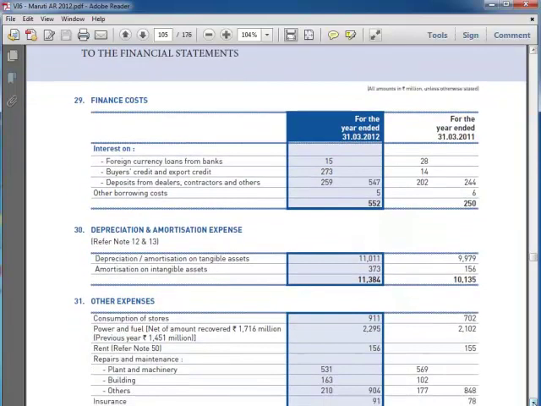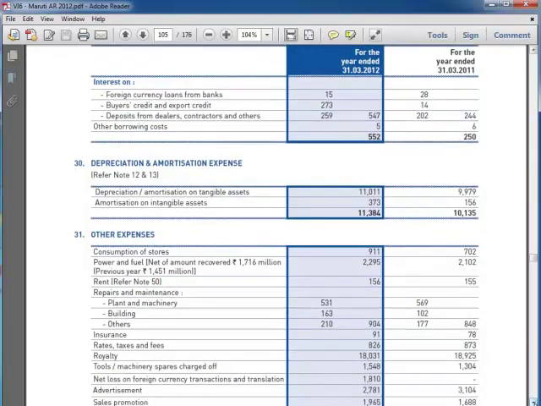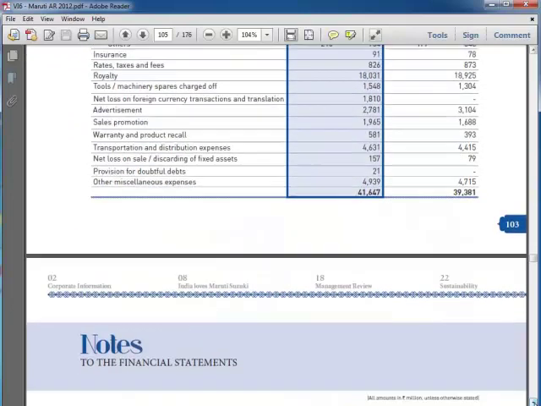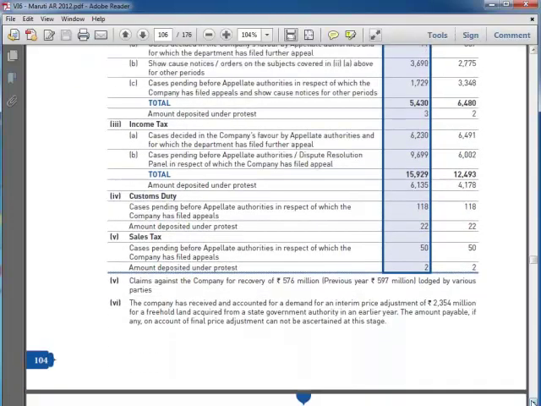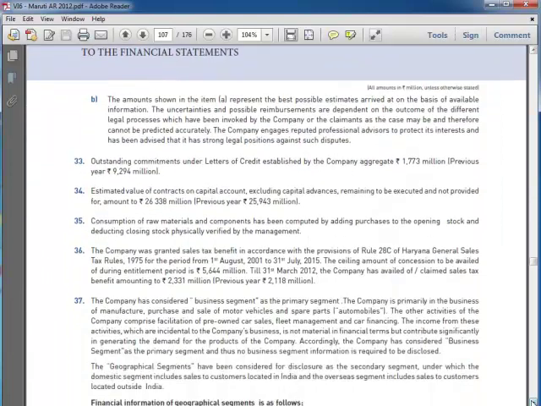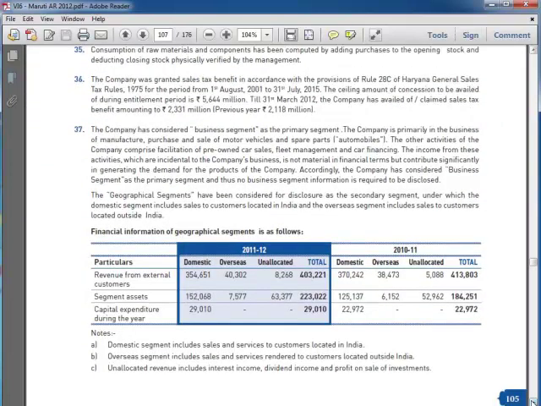Now, point 29 is finance costs, and we see the breakup of the finance costs. Point 30, depreciation and amortization, we see the breakup of those two. And then we have the breakdown of other expenses as well, which is all over here. Then we have contingent liabilities, which are claims against the company disputed and not acknowledged as debts. So again, there are various things here that you can read yourself. So we want to see if this was significant. Would this significantly impact their financial performance?